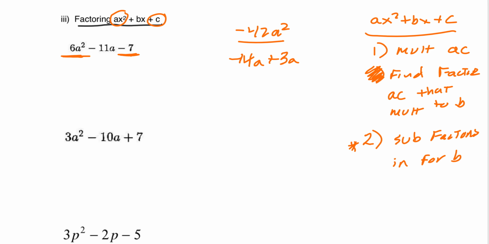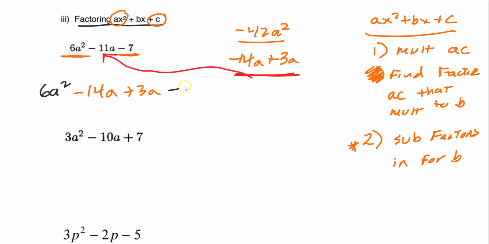We're going to get the factors we just found, these two guys, and plug them in for B. Right? B is negative 11. This is negative 14A plus 3A, that's negative 11 also. So we're just going to plug it in. It's going to look like this: 6A squared minus 14A plus 3A minus 7. We're going to sub our factors in for B.